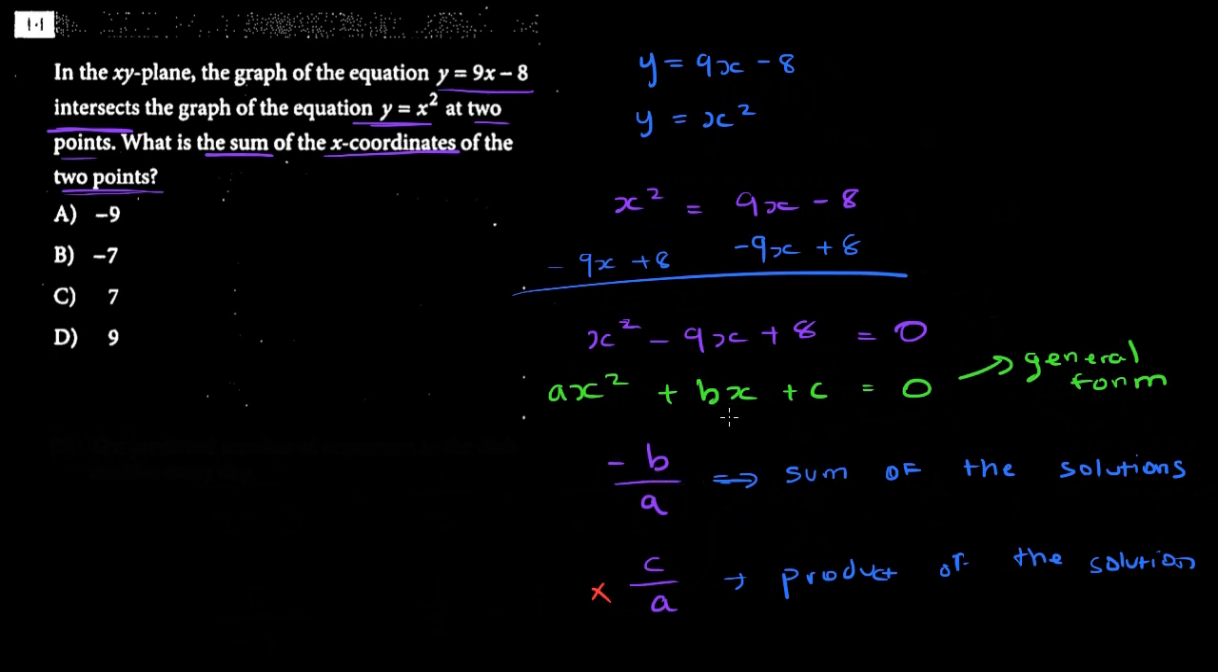And that's going to be, well, our b is minus 9, right? And our a is going to be 1 actually, because there's an imaginary 1 right here. So our minus b over a is going to be minus into minus 9 over 1. Minus into minus 9 is just 9, right? 9 over 1 is just 9. And so the sum of the solutions, the sum of the x coordinates, is going to be 9. And that's going to be D.